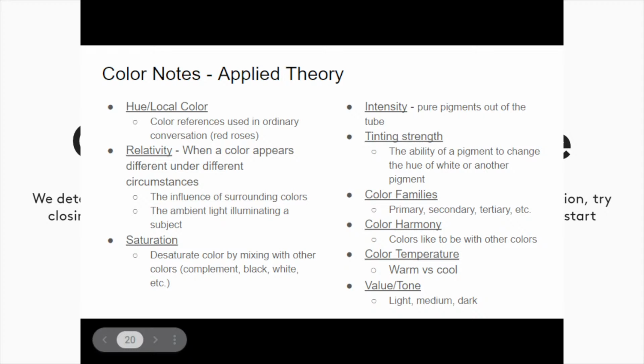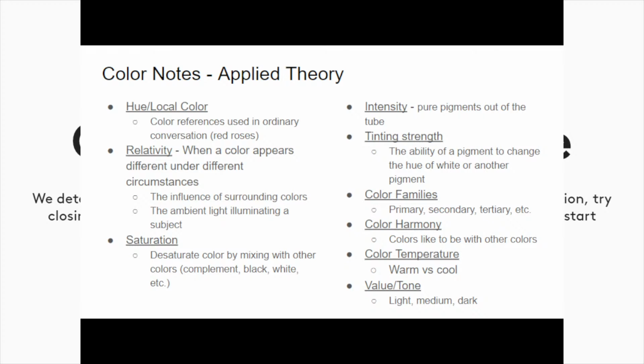Saturation. You can desaturate a color by mixing with other colors, either a complement, black, white, any other color. Intensity is pure pigment out of the tube. Like this blue, it's bluest in the tube. As soon as I take it out and mix it with another color, it lessens the intensity.